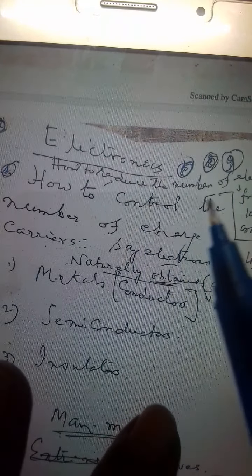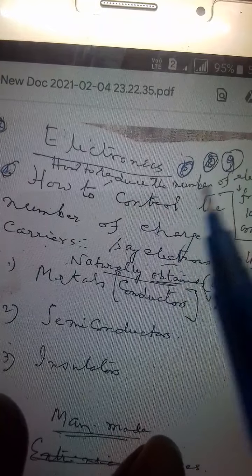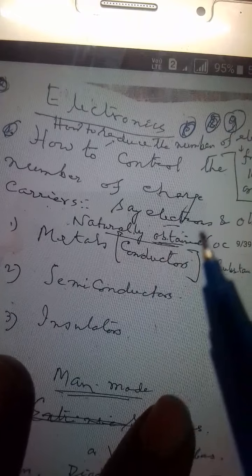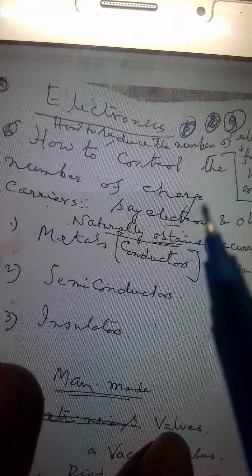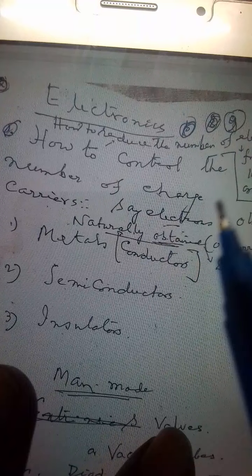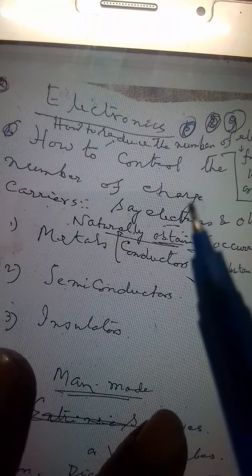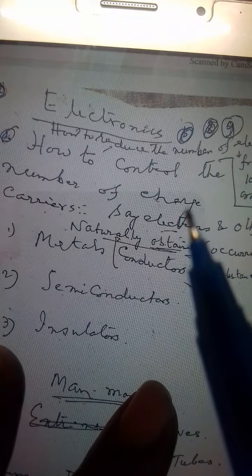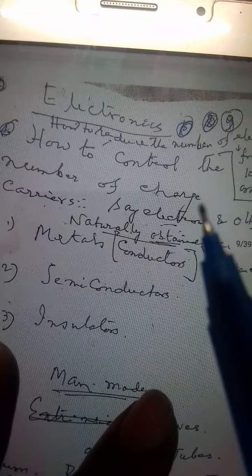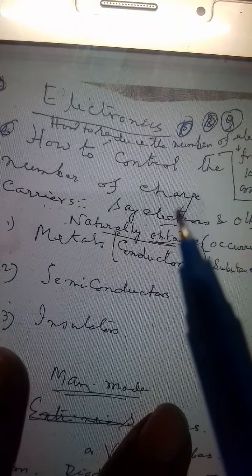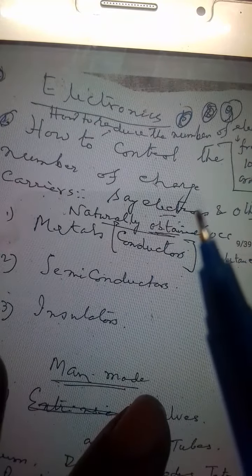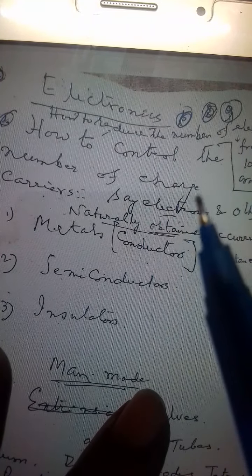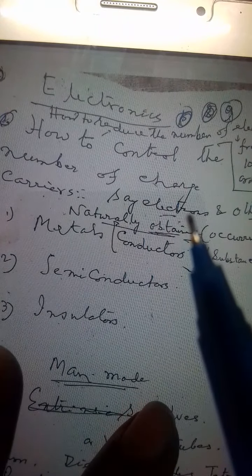Now, electronics. One of the main objects of electronics is how to control the number of electrons, the charge carriers. I told you, in place of electrons I call them here charge carriers. Electrons are charge carriers, and some other charge carriers are also there. In your chemistry, electrolysis, ions are charge carriers, positive ions, negative ions. In electronic circuits, the wires, semiconductor materials, solid materials, there are no moving ions.